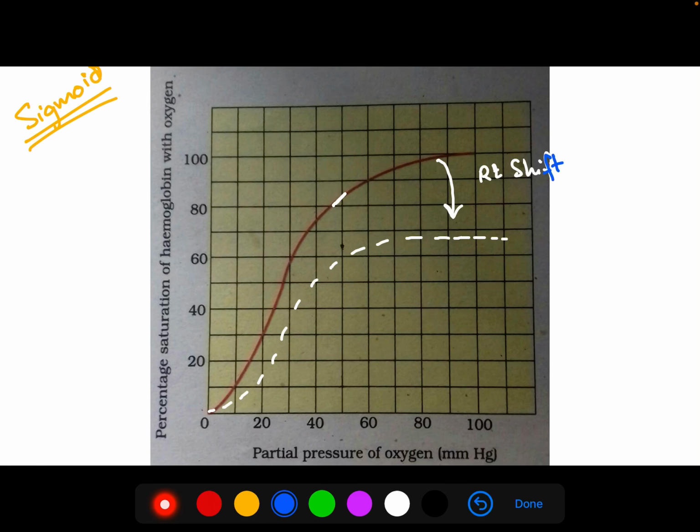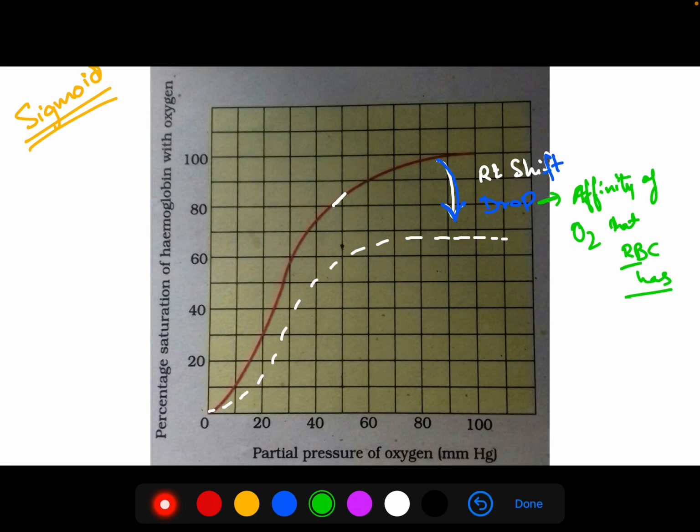and as the arrow represents, there is a drop, and the drop is in the affinity of oxygen that the RBC has. So in simpler terms, what does it mean? It means that whenever the curve is shifted towards the right, the RBC is readily releasing, or not holding, oxygen within it, and it's readily supplying the oxygen to the tissues or the cells which need it.